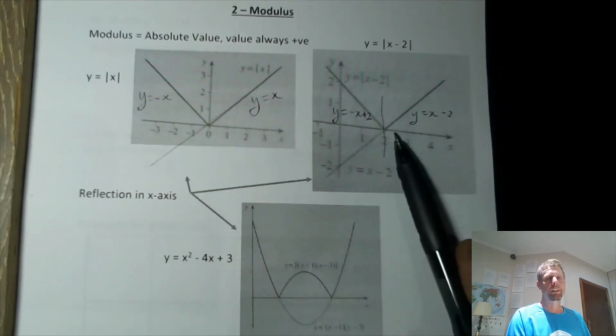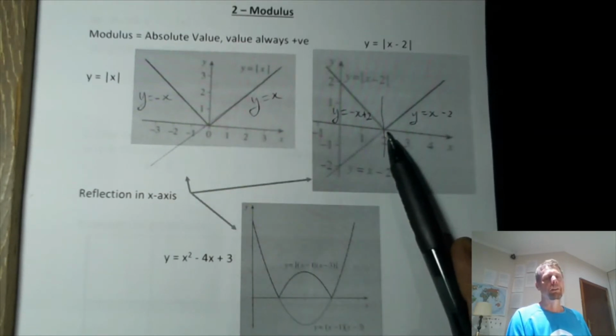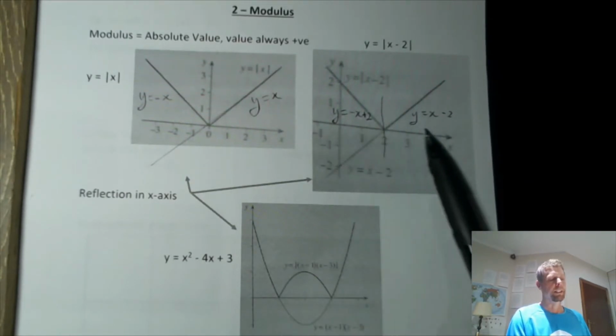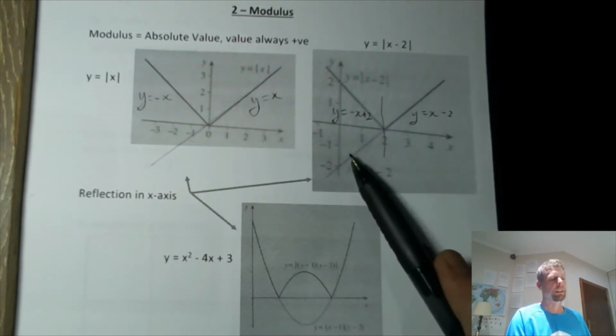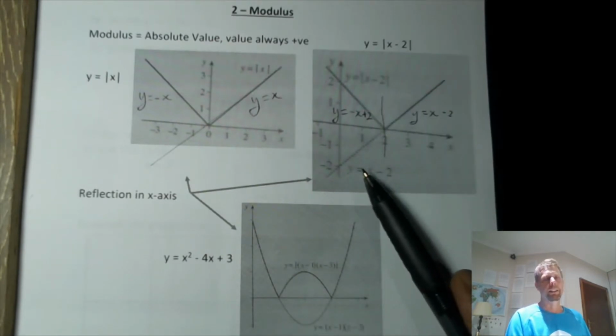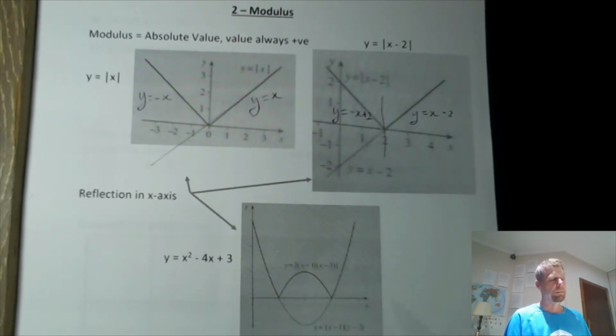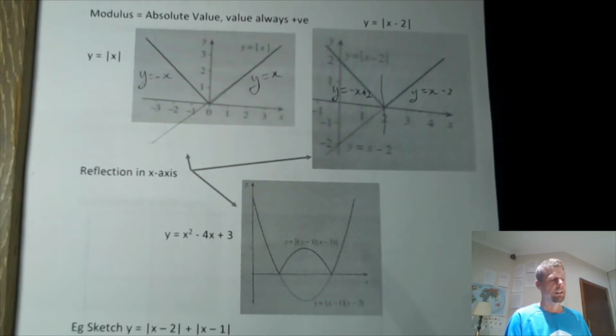You can see in both these examples how the mod graph is always above the x-axis. It's like a mirror in the x-axis. You can see that would be the function, but now it's inverted around the x-axis. And it doesn't matter how complex the function is, it's the same principle.